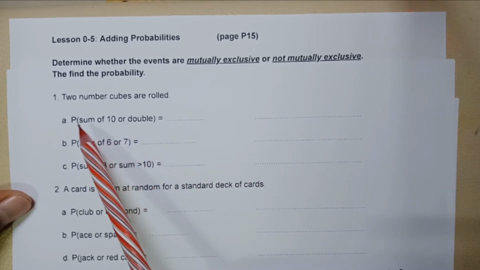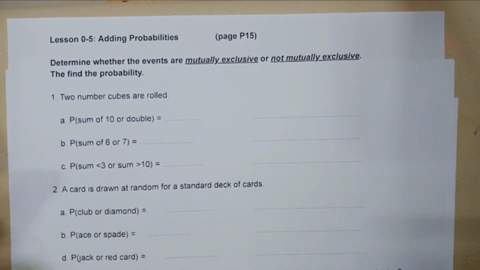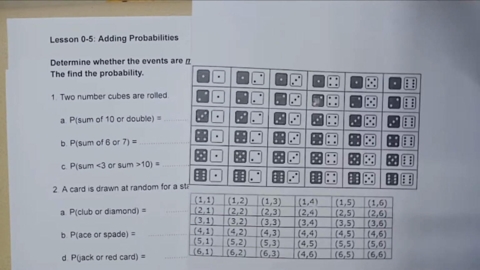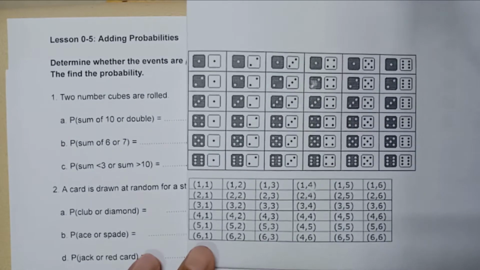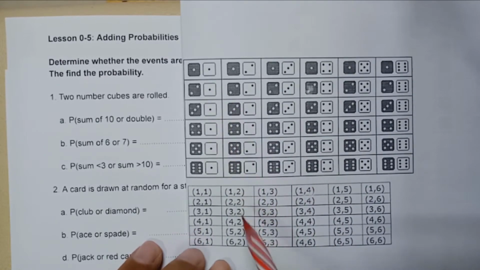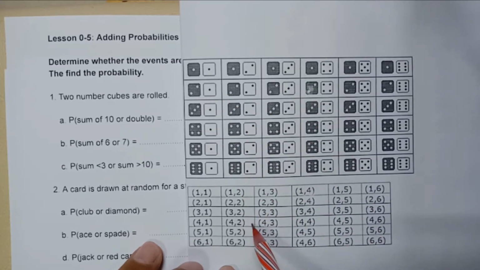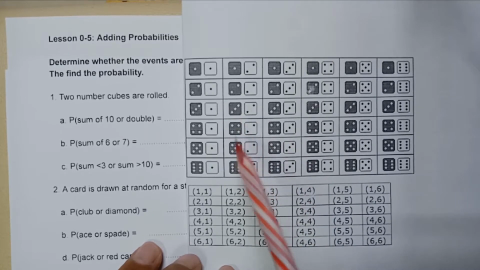Now they said find the sum of 10 or double. Let me give you a better understanding of how it looks. Look at this one together. These are dice, or we call them cubes, number cubes. And we have two forms. It's either this form or this form. Which one do you think is easier for you? You can follow this one with me.